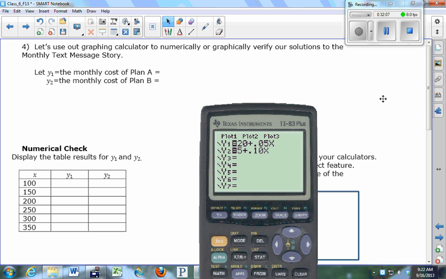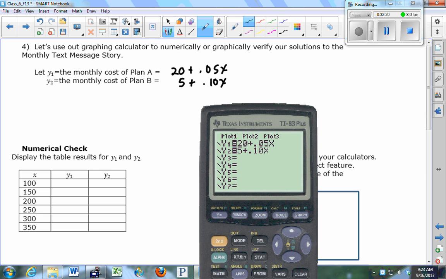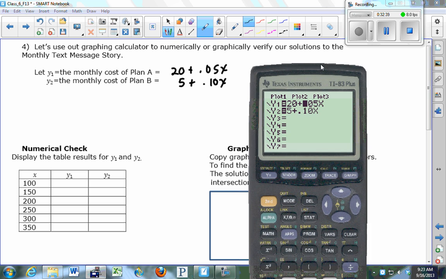So our monthly cost under Plan A, we said, was 20 plus 5 cents a text. And our monthly cost under Plan B was $5 plus 10 cents a text. So we're going to put this first expression into Y1 and the second expression into Y2. If you're not bringing calculators to class, you're not going to be learning these steps for your homework and for your quizzes. Okay? You're going to be at a disadvantage.